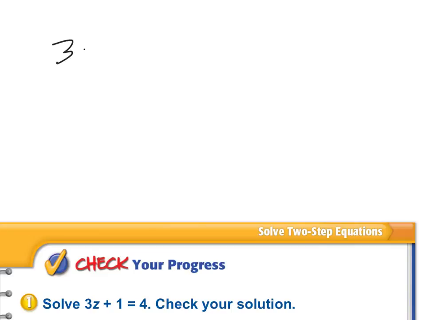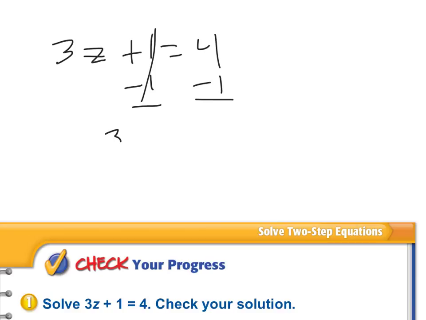Okay, so this is what we should have. We should have 3z plus 1 equals 4. You subtracted 1 from each side, which leaves you with 3z equals 3. Now is the z by itself? No. Why? Because you're multiplying. It's multiplied by 3, so you do the opposite. So that gives me z equals 1.